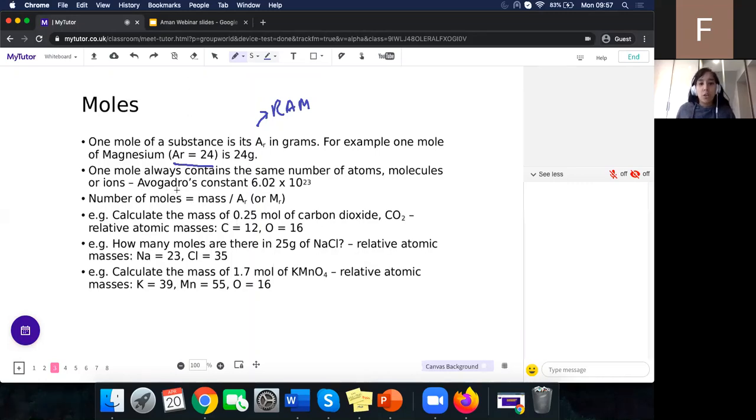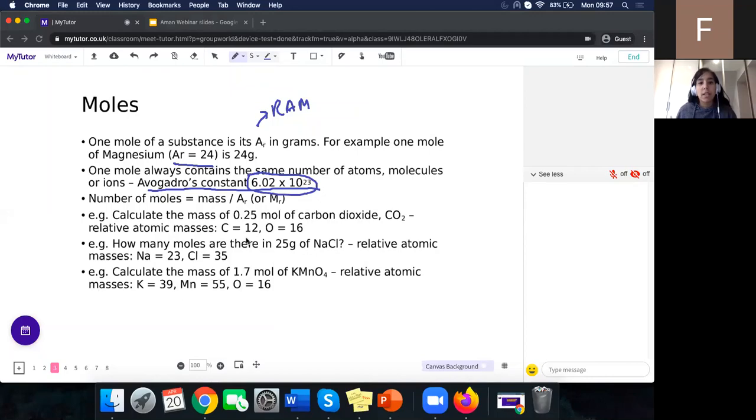Now, you do need to know what Avogadro's constant is, and it's 6.02 times 10 to the power 23. And that says that 1 mole always contains the same number of atoms, molecules, or ions. So 1 mole of magnesium contains this many atoms or ions. 1 mole of oxygen will also contain that many. 1 mole of fluorine, 1 mole of sodium. So 1 mole always contains the same number of atoms, molecules, or ions.